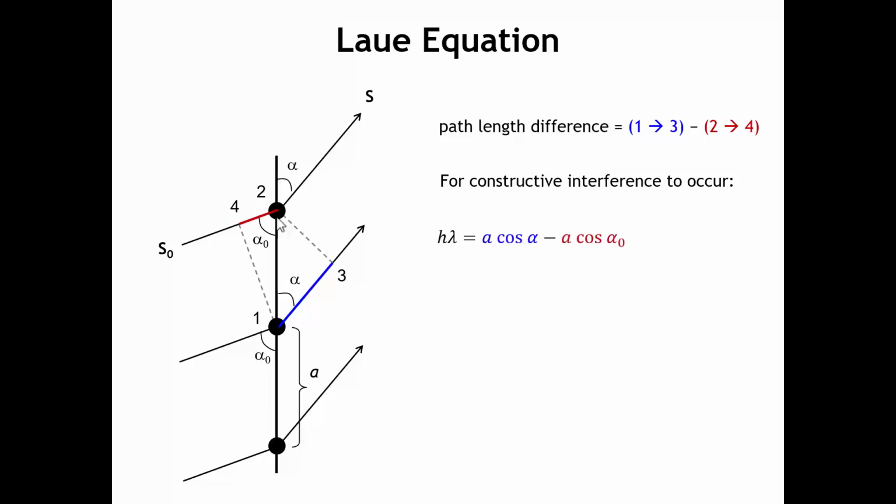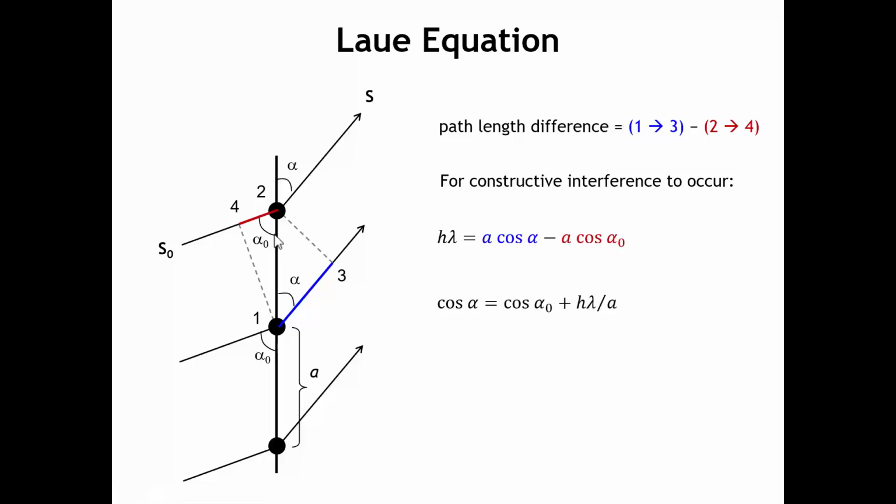So we can write down an expression. h is just an integer times the wavelength. That's going to be equal to, this vector 1, 3 is just a, the distance between scatterers, which is the hypotenuse of this right triangle, times the cosine of the angle alpha. That's the scattering angle. The red vector is going to be, once again, a, still the hypotenuse of this triangle, times the cosine of alpha naught.